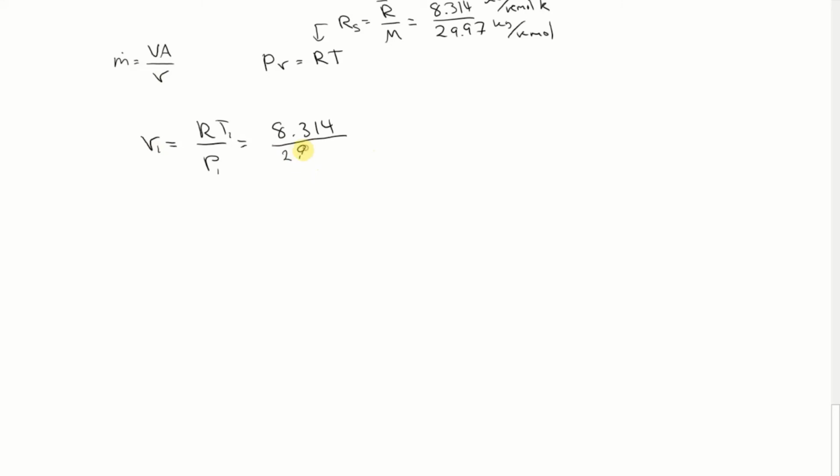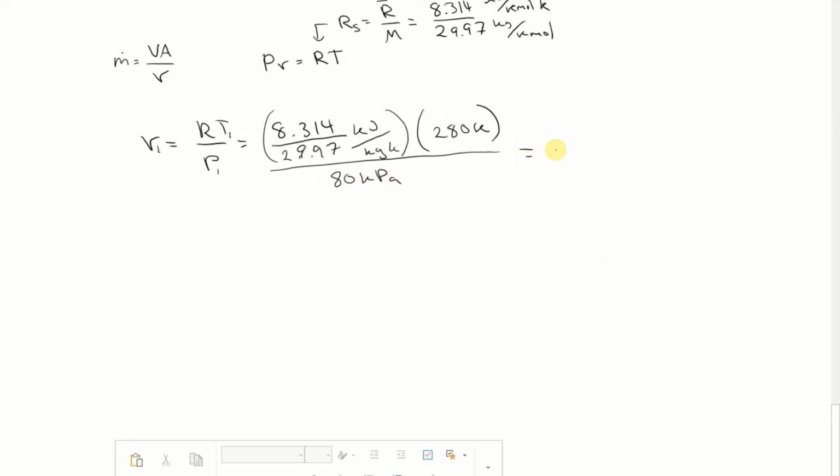So we're going to write this out again. This whole thing is in kilojoules per kilogram Kelvin. The temperature at our state 1 is 280 Kelvin. The pressure is 0.8 bars, which works out to 80 kilopascals. And we get a specific volume of 1 meters cubed per kilogram. So that's quite nice.